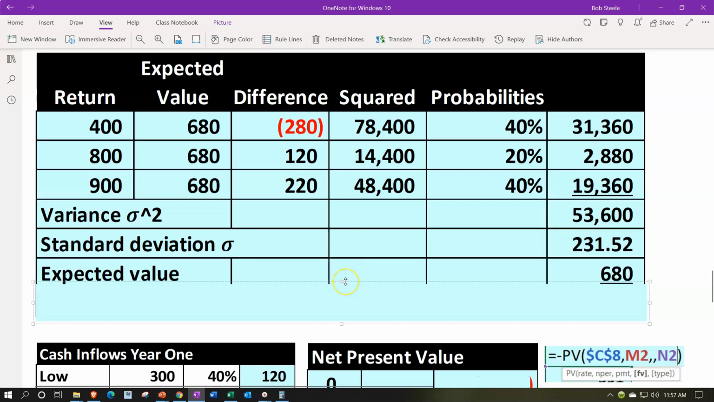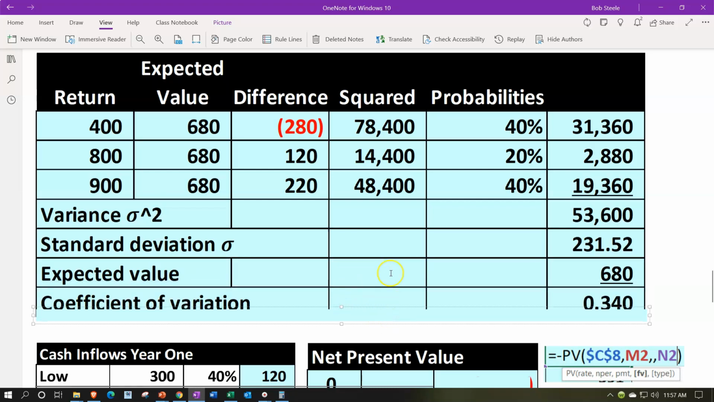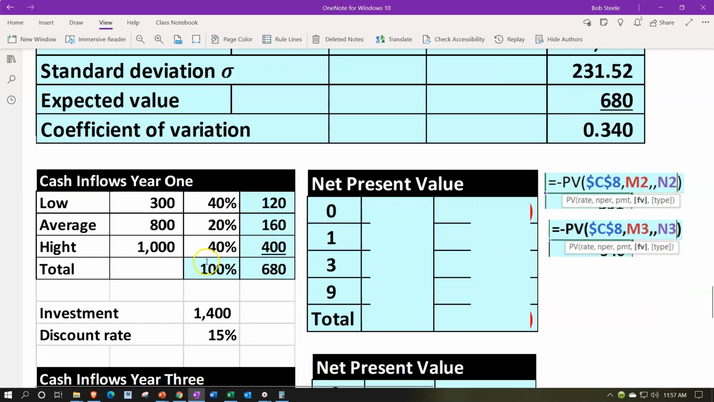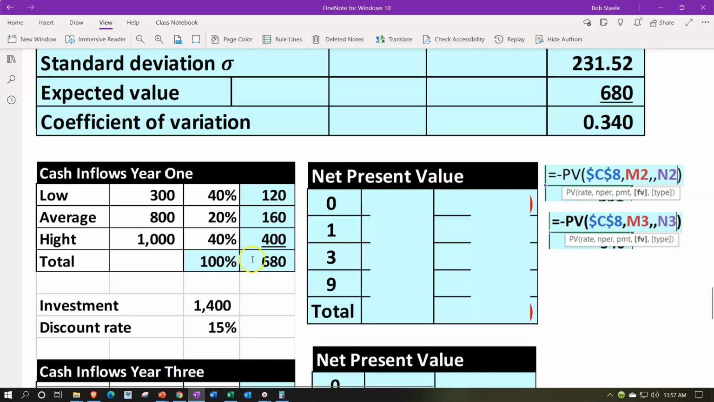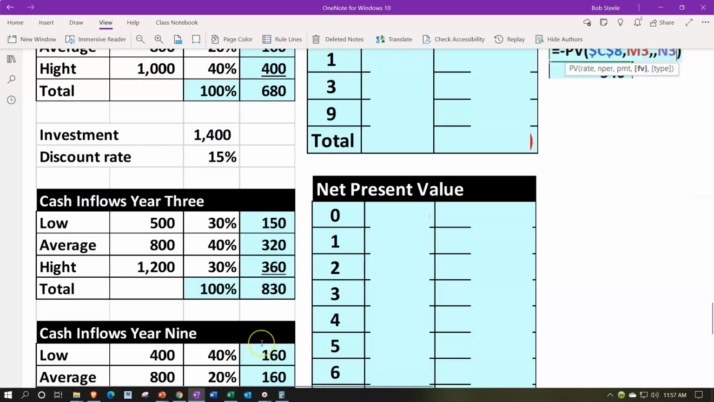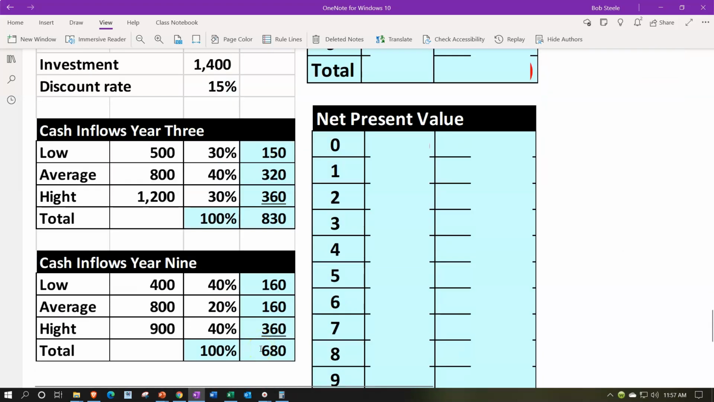Then we take that compared to the expected value, in other words, the expected value of the 680, to get the coefficient of variation, the 0.340. So now we'll go to the kind of the new thing here, which is to do the present value calculation. So you'll recall we had the expected value in year 1, the 680, and then the 830, and that was in year 3, and then in year 9 we had the 680.